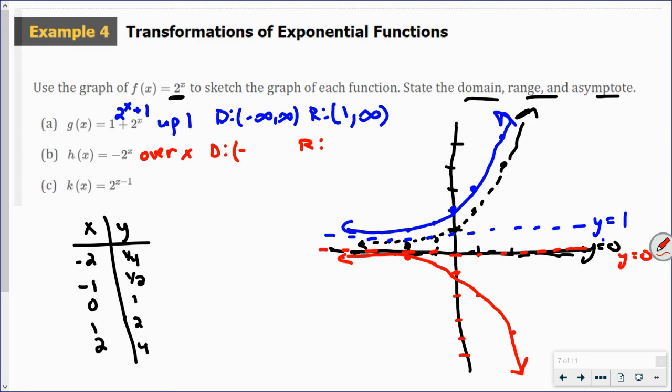Domain is all reals. And your range is negative infinity, because the arrow goes down, negative infinity to 0, but you can't have 0. So both of those get parentheses on it.